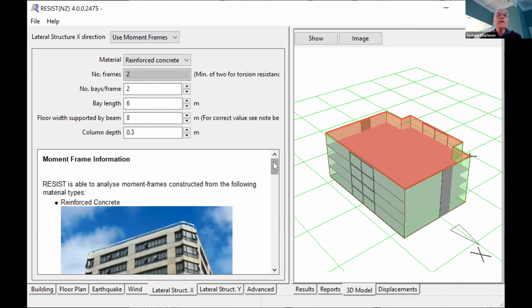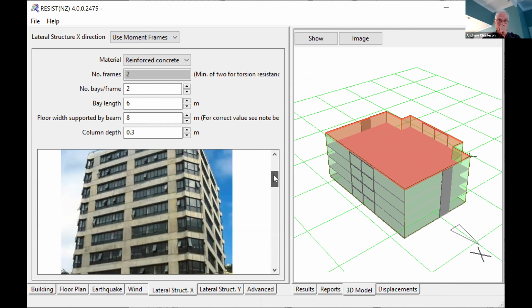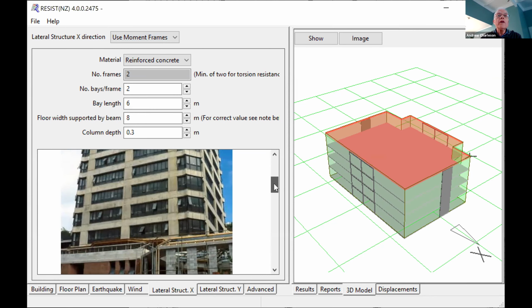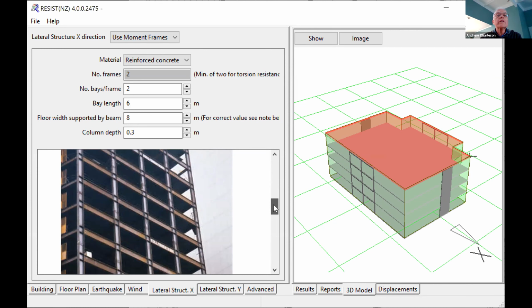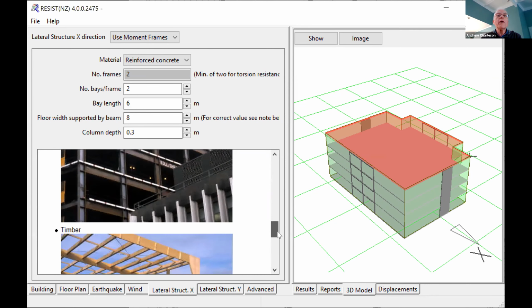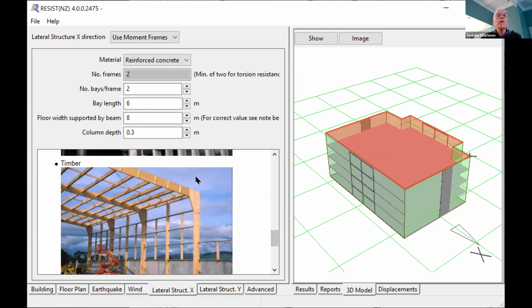And so this is what moment frames look like: beams, rigid joints, columns, continuous. Reinforced moment frame. There's a steel moment frame in a steel building. See the rigid joints at every joint? It has to be incredibly strong. And then you can have timber moment frames where that's a rigid joint between the column and the rafter.